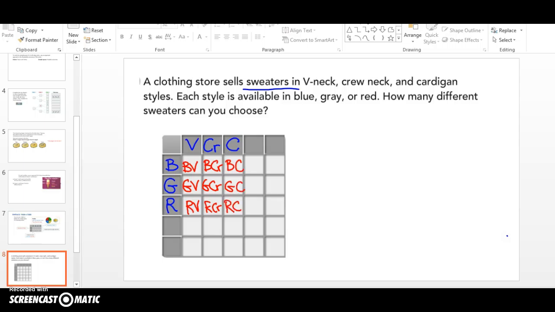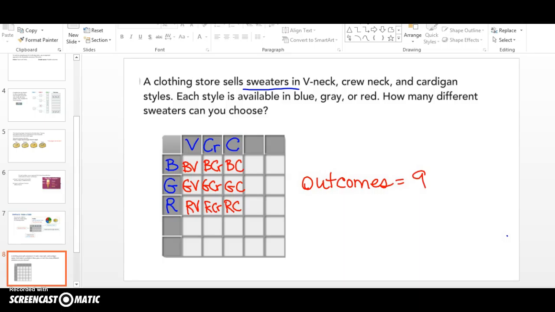And then if it says how many different sweaters can you choose? How many different sweaters can I choose here? There's 9. So look at all the things I have in red. There are 9 different options. I could have 9 different sweaters there. That would be how many outcomes. Okay, so your outcomes is 9. Okay, questions on that one before we try a harder one?